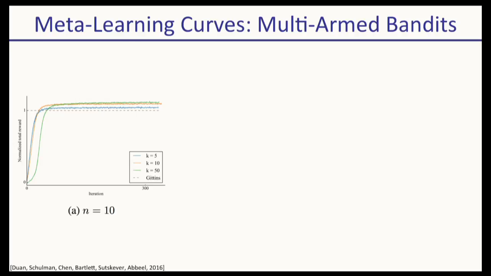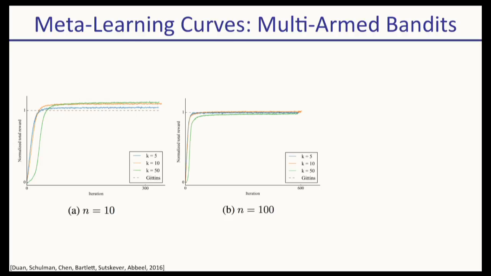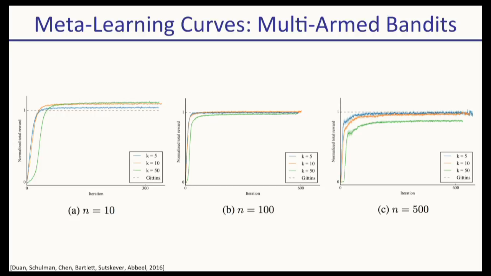So here, it takes about maybe 50 iterations for small bandit problems to solve them. It takes a little longer for bigger bandit problems. And then if they become very big, it takes even longer, and it doesn't fully get to the Gittins performance yet.